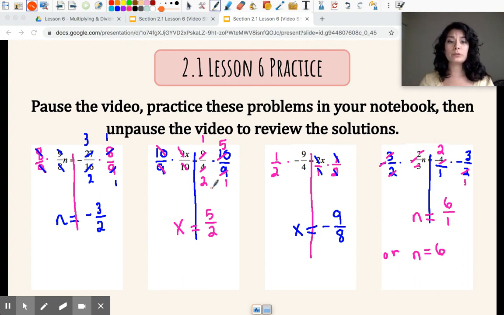The next one, you should have multiplied both sides by 10 over 9. The 4 and the 10 can reduce by 2. 4 turns into 2, 10 turns into 5, and the 9's both cross cancel with each other, both turning into 1's. You should get positive 5/2 as your answer. The next one, I made the 2 an integer by putting it over 1 and then multiplied by 1 over 2. Nothing cross canceled here, so I just got negative 9 over 8.